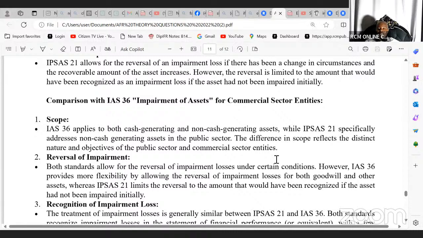However, IAS 36 provides more flexibility by allowing the reversal of impairment loss for both goodwill, even goodwill will be able to get it, and other assets, whereas IPSAS 21 limits the reversal to the amount that would have been recognized if the asset had not been impaired initially.